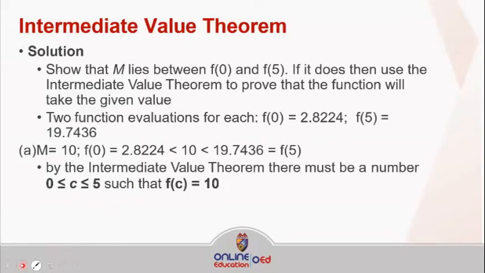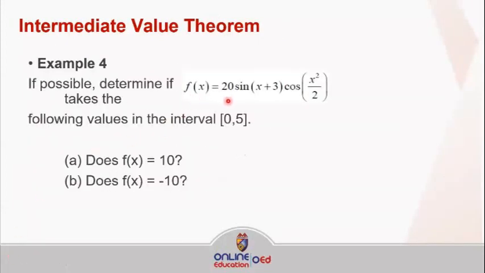Okay, for this problem, kailangan natin first is to show that M lies between the f of 0 and f of 5. If it does, then use the Intermediate Value Theorem to prove that the function will take the given value. And then for the function evaluation for each, if we are going to use the value of 0 in the f of x, makakuha tayo ng value ng 2.8224. And if we are going to use the value of 5 for the f of 5, we have 19.7436. Kung paano natin nakuha siya, based lang din dito sa problem natin. Sa example number 4, where we have the f of x equals 20 sine x plus 3 times the cosine x squared over 2.